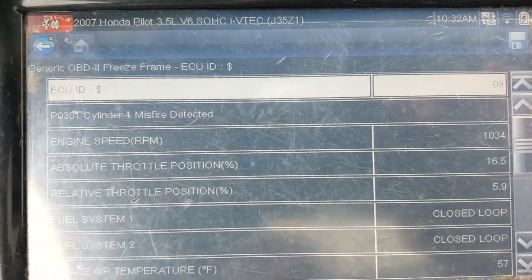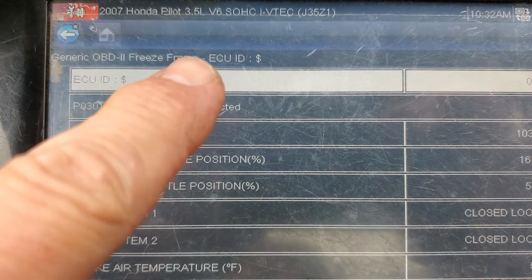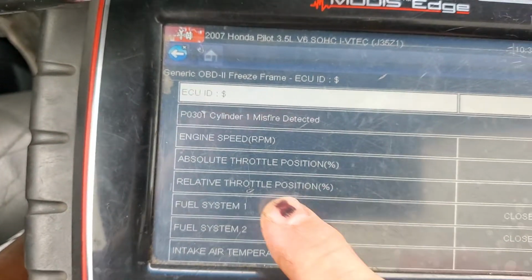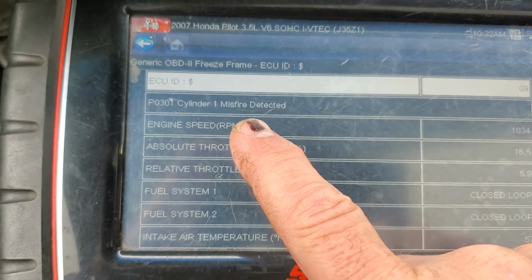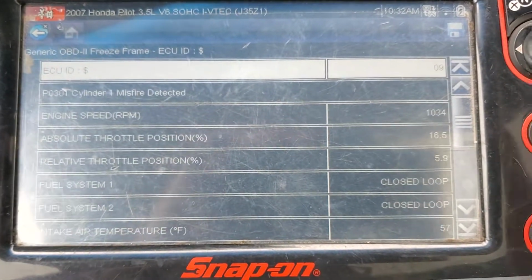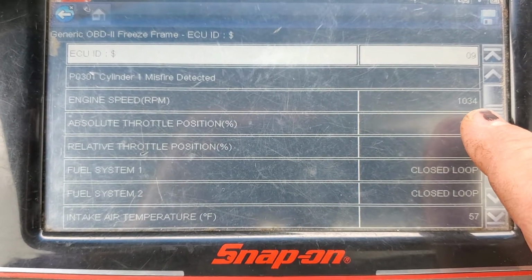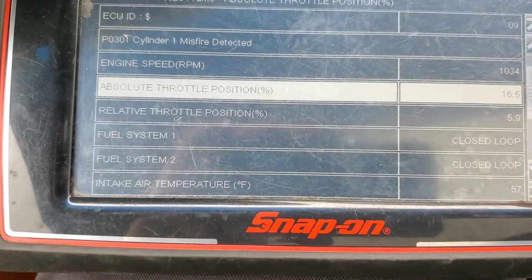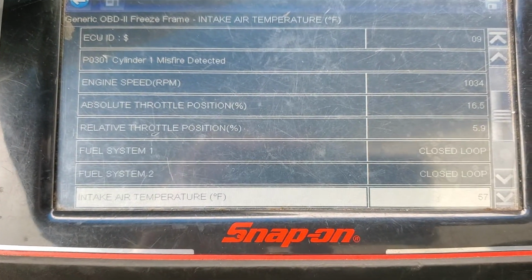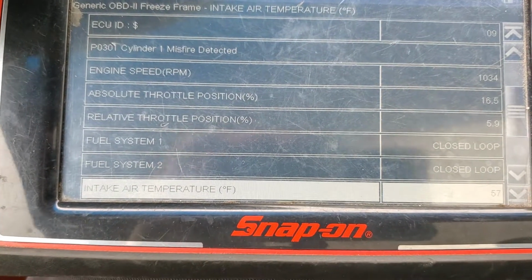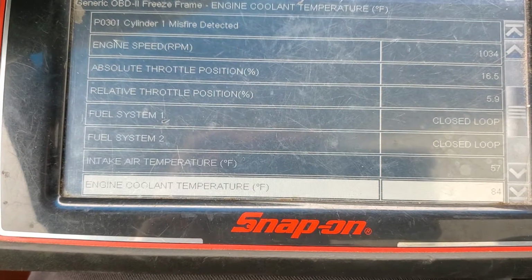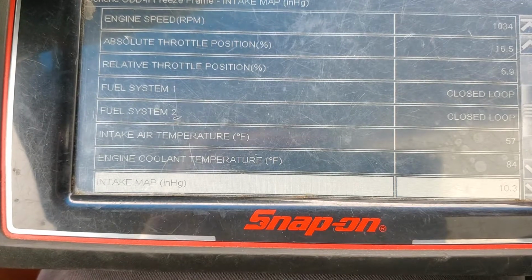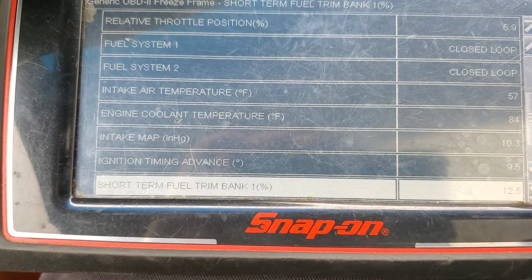Oh, there it is. All right, so generic OBD2 freeze frame, ECU ID string. So what it did, it found cylinder 1 misfire detected. That was your code, P0301. So how fast was the engine going? 1,034. Now here's the important part. So there's your throttle and all that. But let's watch this now. Let's go down a little bit. The air that I was taking into the engine was 57 degrees. That kind of tells me it was a little bit cooler outside. Engine coolant temperature, 84. This thing just started up.